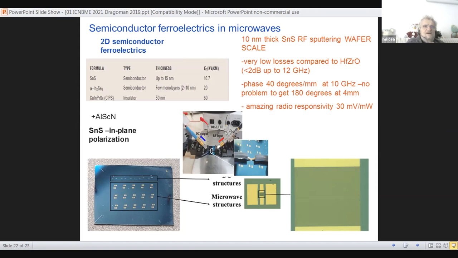tin sulfide, grown by our colleagues from Chisinau, is ferroelectric, 10 nanometers thick, grown by RF sputtering.